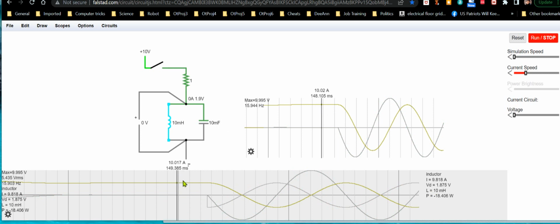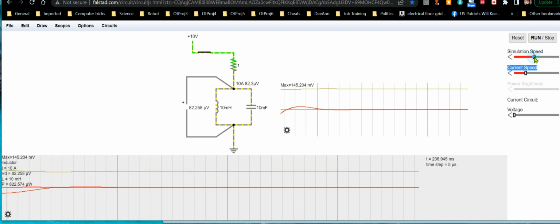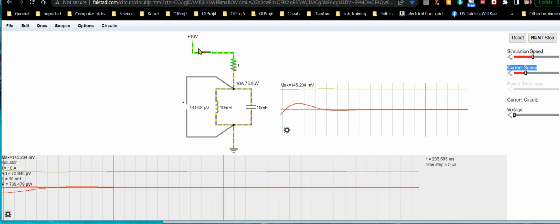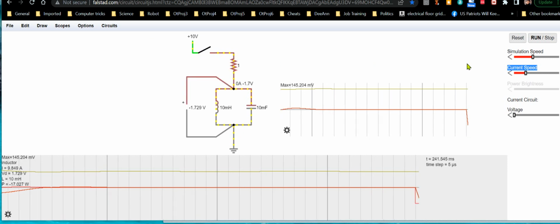But like I said, that leaves us here, for when I finally change the position of the switch, which I can go ahead and do. I can open the switch and you see what instantly happens.